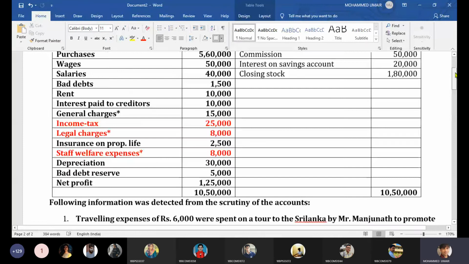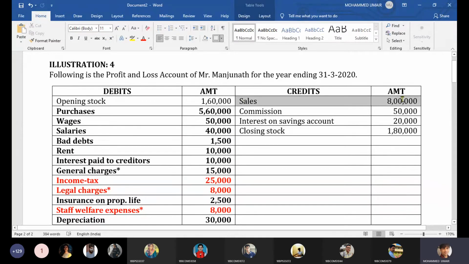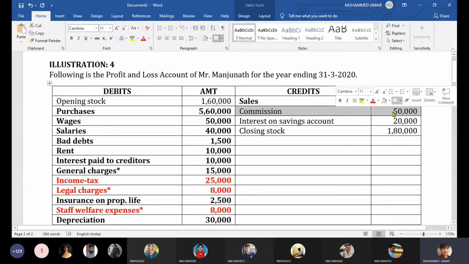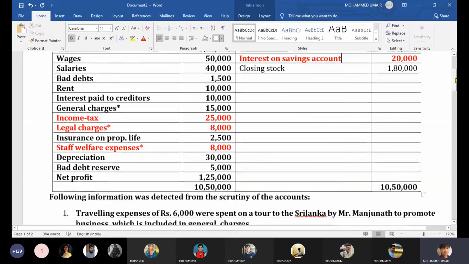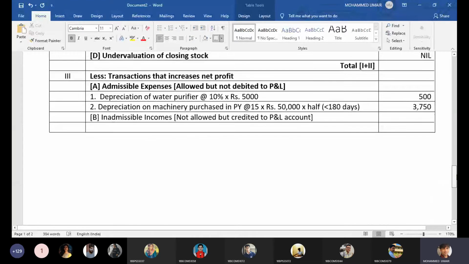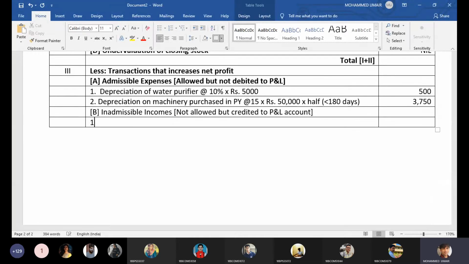So these are the items given. Sales, obviously this is a pure business income, and commission received from wholesalers, suppliers for selling the goods, meeting the targets is also associated with sales. So that is also a business income. And interest on savings bank account has nothing to do with business income. It's an income from investment, taxable under the head other sources. So this will become the only inadmissible income available in the P&L account. 20,000.